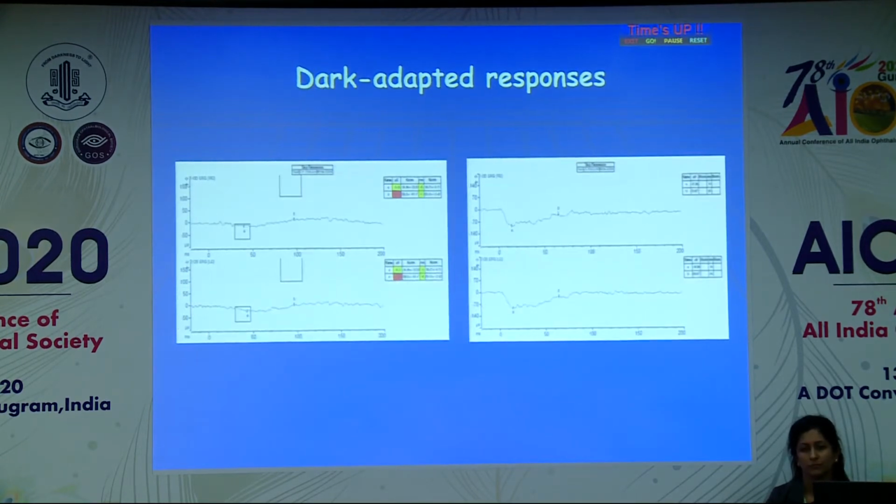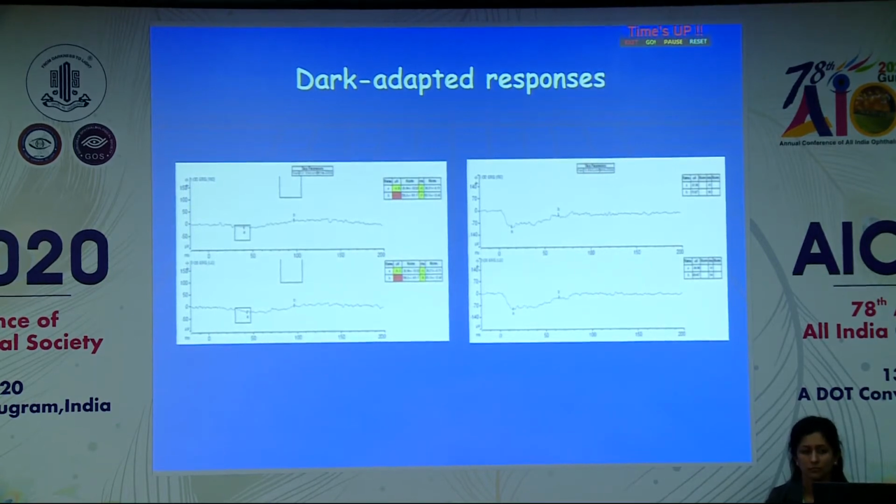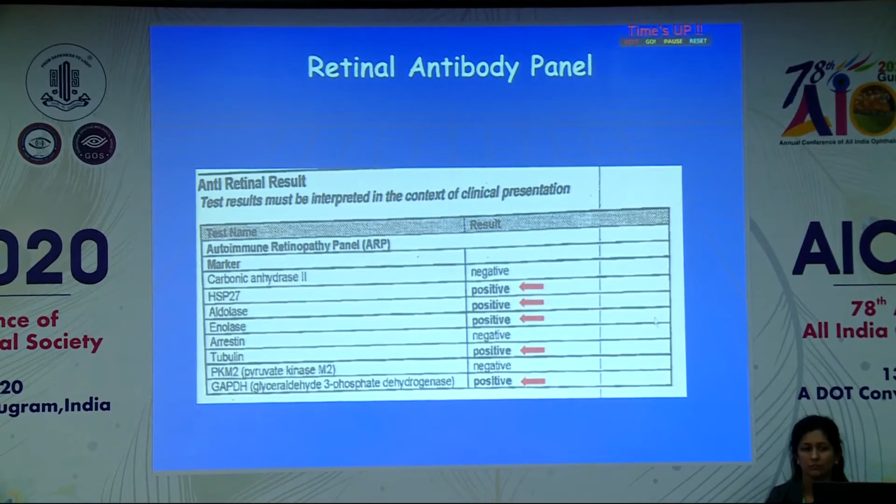And if we look at the dark adapted response, the pure rod function was pretty much non-recordable. But again, if you look at the predominantly rod area, there was an A wave, but the B wave did not form. So there's a whole differential of selective B wave reduction, one you already saw. And looking at all these points, I decided to send retinal antibodies for Carr syndrome, Marsh syndrome, etc. And these antibodies did come back positive.